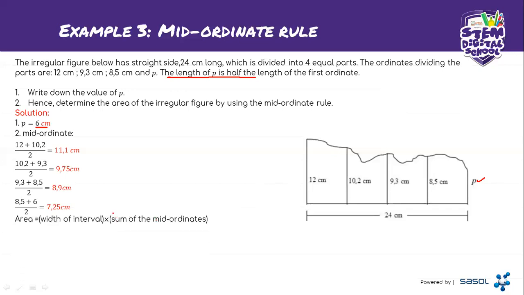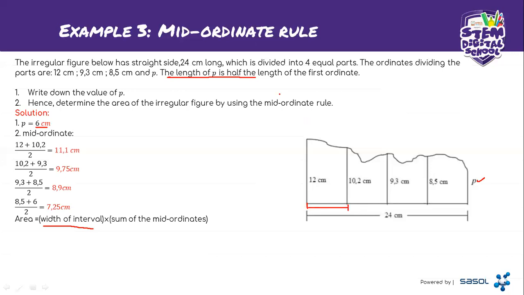Now, the challenge is the width of interval. They just give us the distance of everything. You can see the distance of this, which is 24 centimeter. But now we want the width of interval, meaning the distance between these ordinates, the distance from this point until this one. We need that distance.